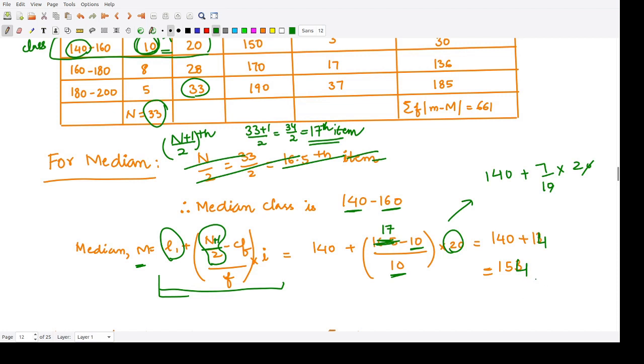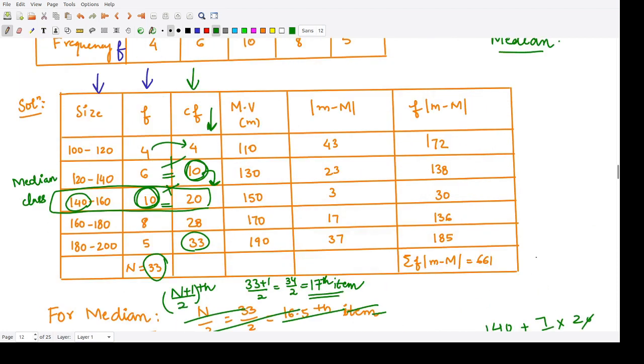So now if 154 is the median, we'll first go and calculate the middle value of the corresponding class intervals. So the middle value here would be obtained how? By adding the lower limit plus the upper limit divided by 2. So that would be 220 by 2, that would be 110. Similarly 120 plus 140 by 2. So you have this column.